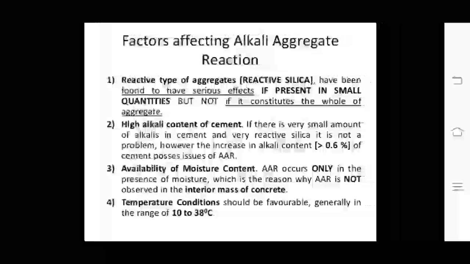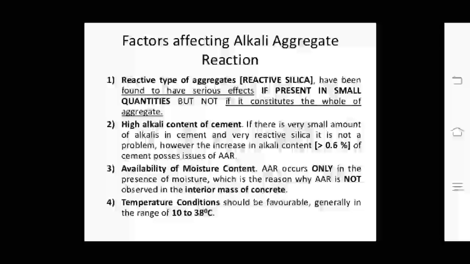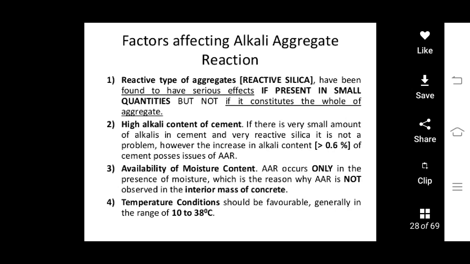Factors affecting alkali aggregate reaction. Reactive types of aggregate, that is reactive silica, have been found to have a serious effect if present in small quantities, but not if it constitutes the whole of the aggregate. High alkali content of cement: if there is a very small amount of alkalis in cement and very reactive silica, it is not a problem. However, an increase in alkali content greater than 0.6% of cement poses the issue of alkali aggregate reaction.